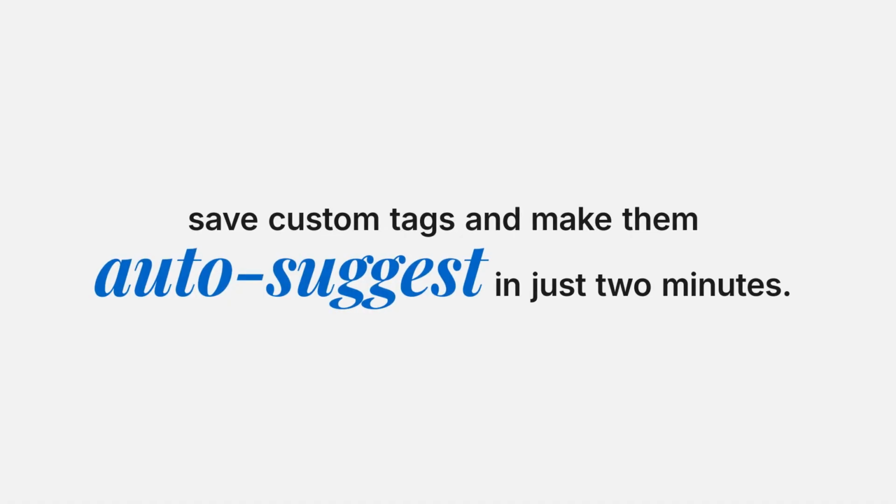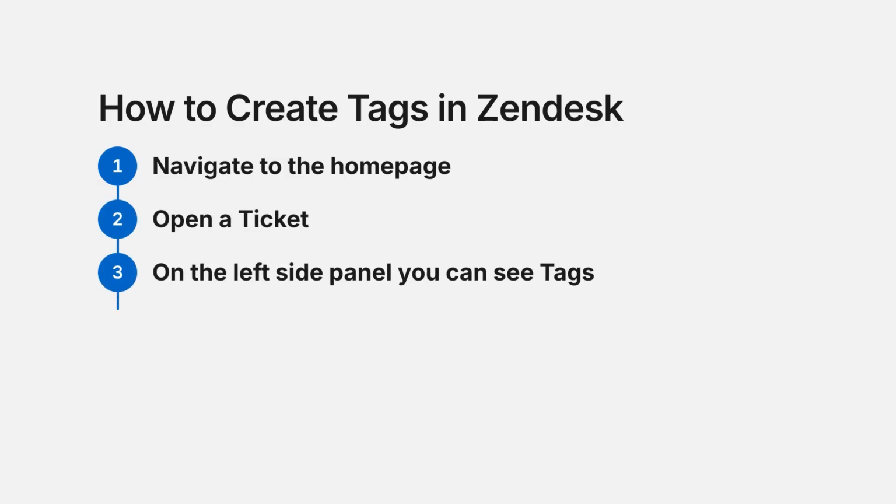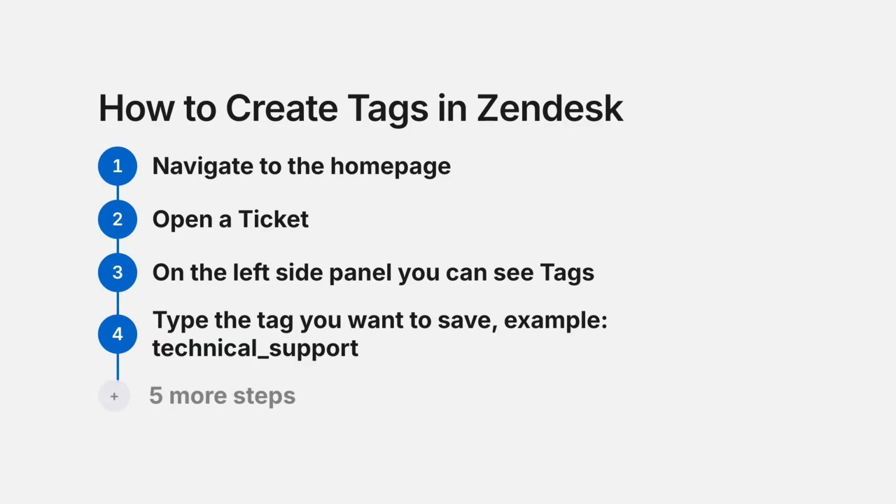Stuck seeing no results every time you type a new tag in Zendesk? Learn how to save custom tags and make them auto-suggest in just 2 minutes. Open a ticket, find Tags on the left panel, type your tag, click Add Tag, and submit. We'll remove it to confirm it's saved.